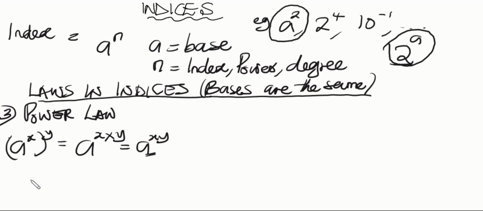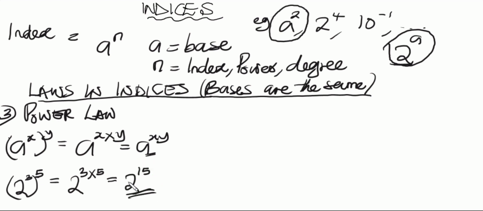So for example, we have 2 raised to the power 3, raised to the power 5. 2 powers there, so it's going to give you 2 raised to the power 3 times 5, and 3 times 5 there is 15. 2 raised to the power 15, and that will give you the answer. If you want to keep it in ordinary form, then you do 2 times 2 times 2, 15 times, and that's going to give you the value.